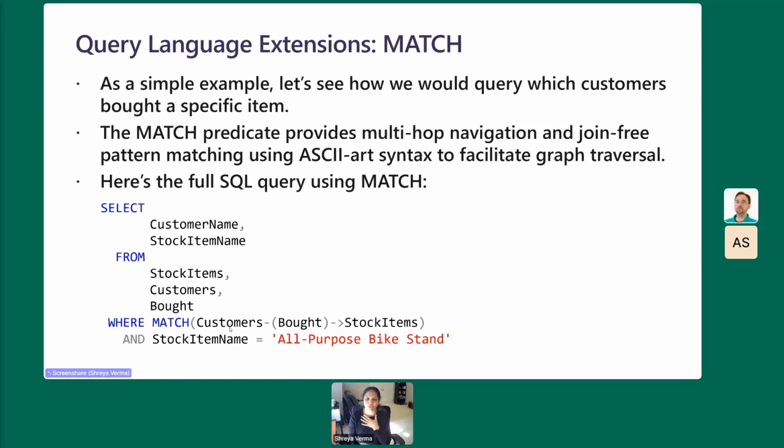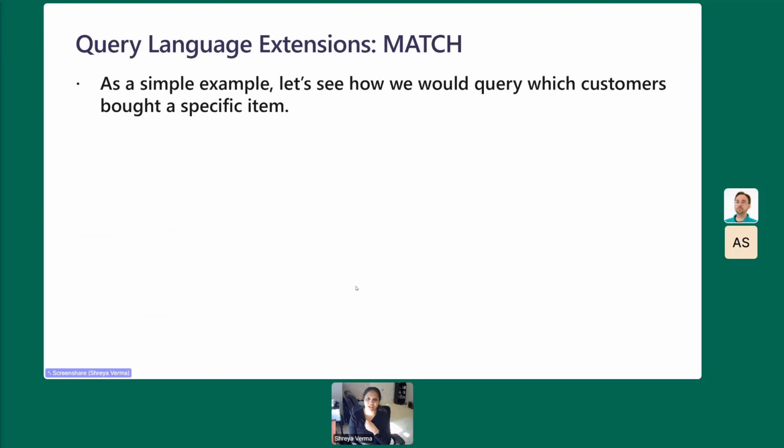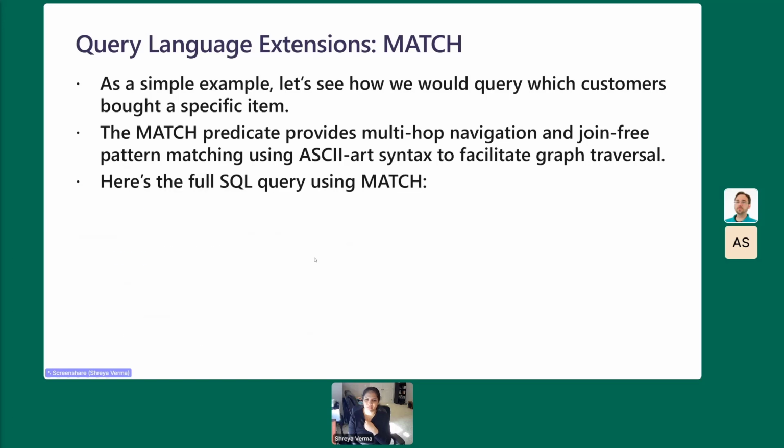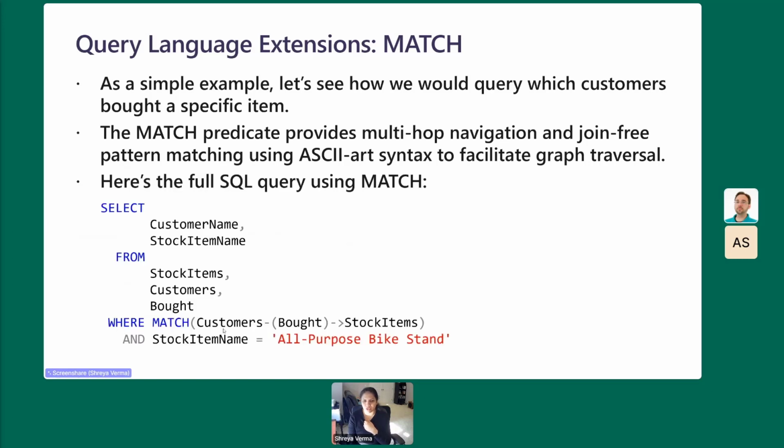So in this query, I'm trying to find all the customers who have bought a stock item, that stock item being the all-purpose bike stand. And I want to get a list of all these customers. So I'm going from customers to stock items via the bot edge. The arrow in the match clause represents the direction of the edge. If you remember, in the previous slide when we inserted into the bot edge, we said we are going from customer to stock item. From ID to ID was customer to stock item. So we were going from a customer to a stock item, and that's what we are doing in our query here. We are going from a customer to a stock item via the bot edge.